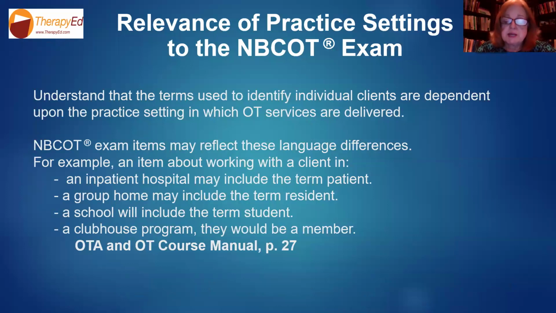Okay, so relevant to practice settings. Another thing to know about practice settings related to the exam is we use different terms to describe people when we work with them in different settings. Where services are delivered will often depend on the terms that are used. So these language differences may be reflected. You may have a question about an inpatient hospital, and the item will use the term patient. You may have a group home question, and it will include the term resident. Or a skilled nursing facility may say resident, or assisted living may say resident. A school has the term student. A clubhouse, they would be a member or a consumer. Okay. Now, throughout, they may just say a client. But if you hear these terms, do know that is conveying the way the person is viewed within that model.